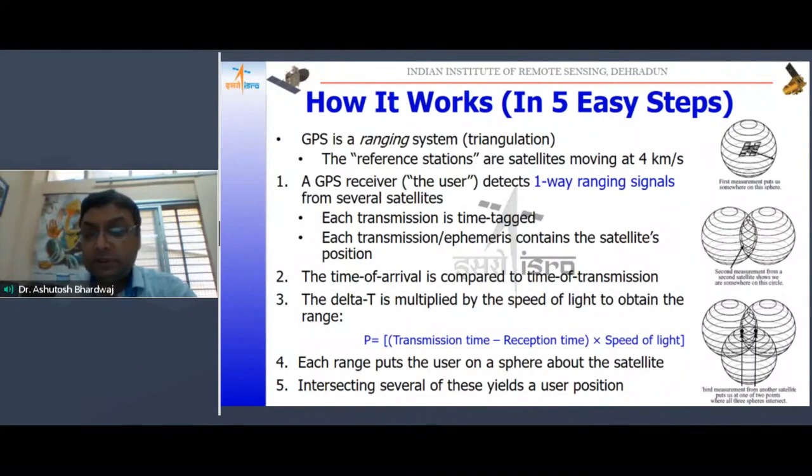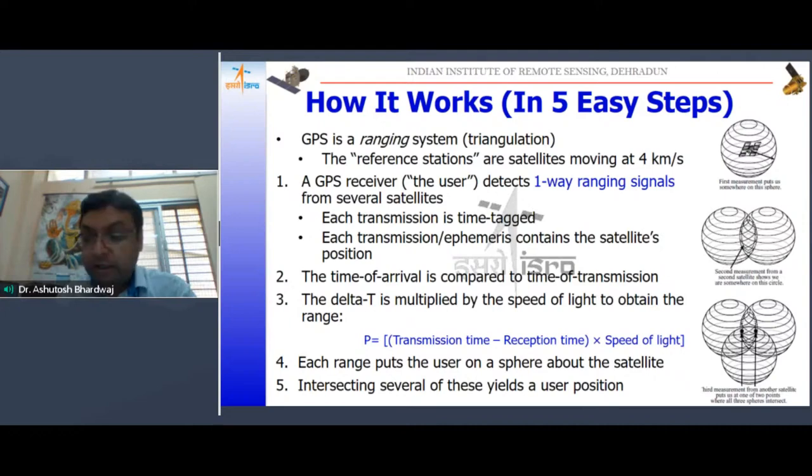Besides these four systems, the regional systems, like the IRNSS and the QZSS, are also used in the computation. Okay, coming to the next step: how this is functioning.